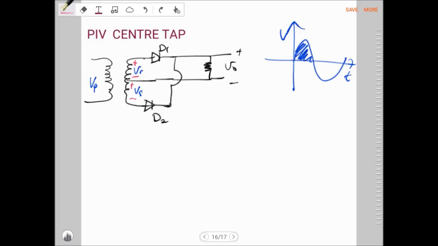Let's look at the positive cycle, VS plus minus like this. What happens is diode 1 will be on and diode 2 will be off. But we are interested in the peak inverse voltage, which means we're interested when the diode is off. So we are trying to find the peak inverse voltage at the diode over here.